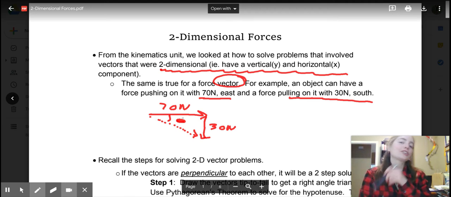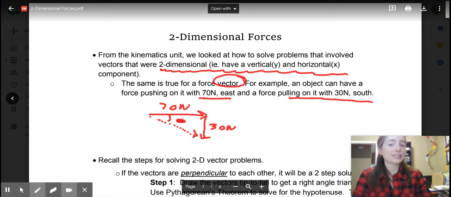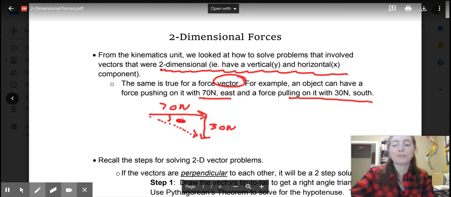So when you have vectors that are not perpendicular to each other, remember, you have to break them into their x and y components first using trig. Then we can add the x and y components together. So watch out for that. That's probably the most common mistake I see with 2D vectors, so be aware of that.